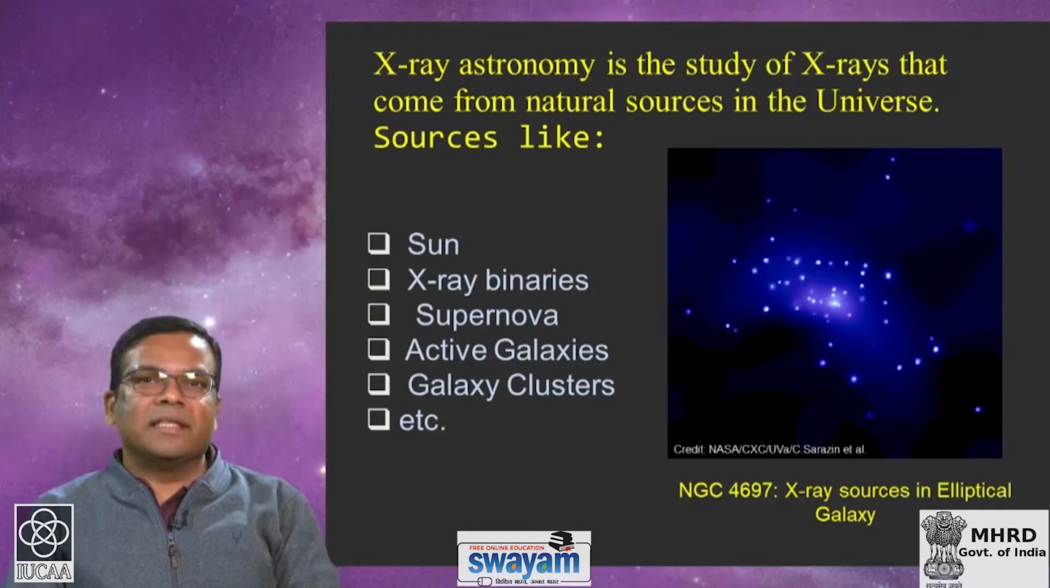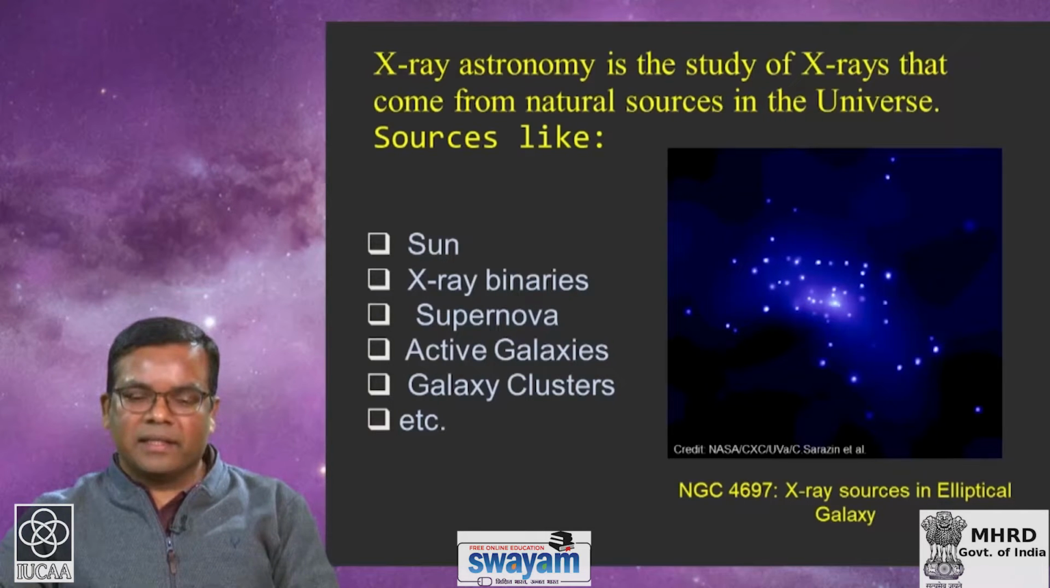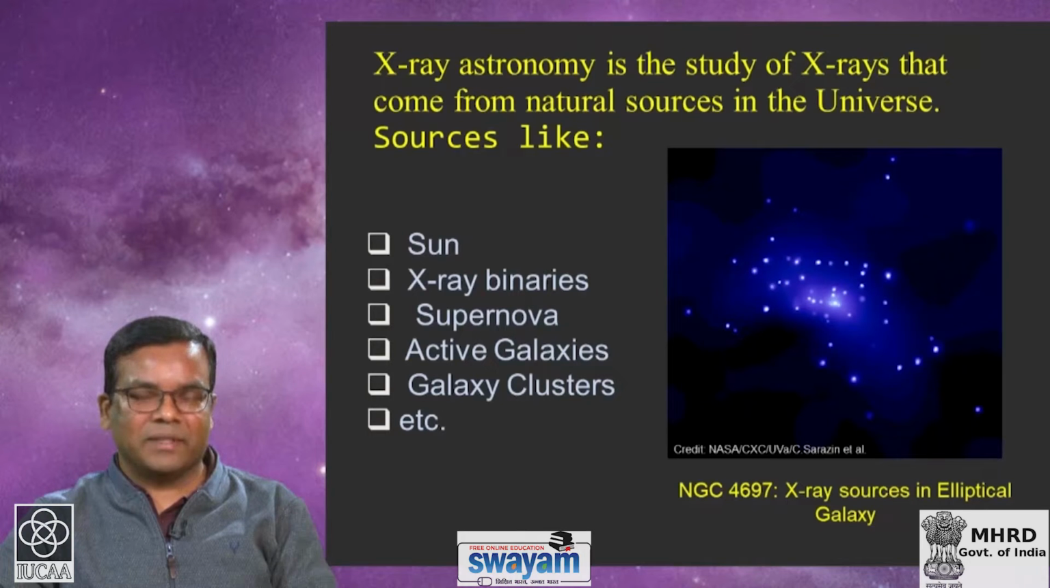X-ray astronomy is essentially the study of X-rays that come from cosmic sources in the universe. Sources such as our sun, X-ray binaries, supernova, supernova remnants, active galaxies, galaxy clusters, etc. Here is an image of a galaxy NGC 4697, which was taken with the Chandra X-ray observatory, and this galaxy, like other galaxies, shows a large number of point sources as well as diffuse X-ray emission. We will talk about some of these sources in this lecture.